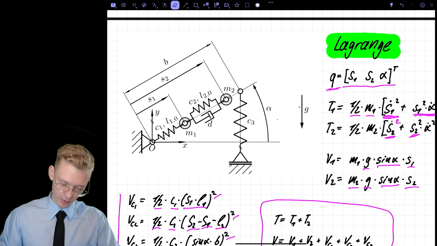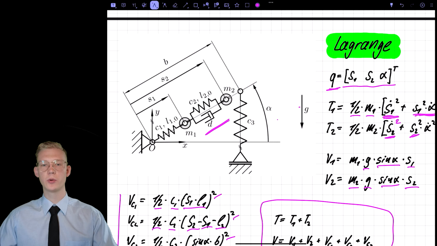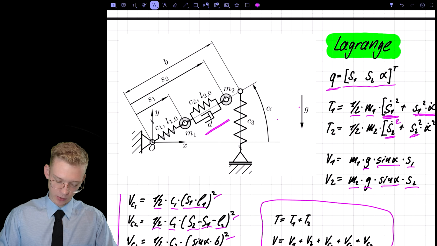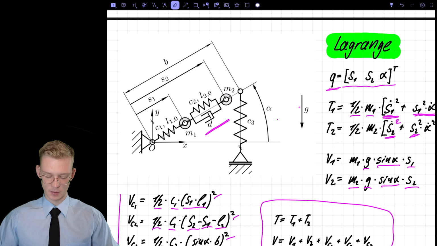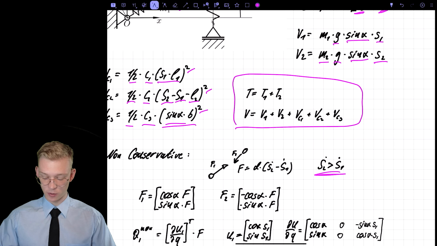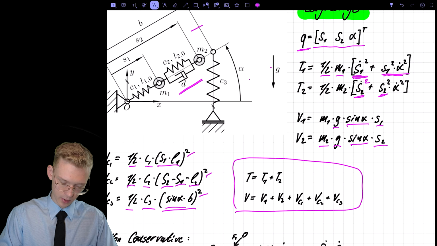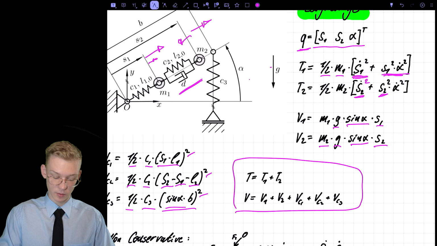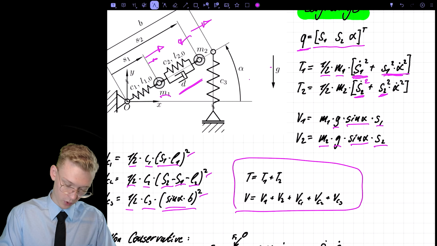We have a dampener, and the dampener is basically always doing the opposite of what you want to do. So if you're moving away from that direction, the dampener is trying to hold you back, but if you try to move into the direction, the dampener will try to push you away. So if we assume that S2 is moving faster than S1, it will try to pull mass 2 back and push mass M1 in this direction.